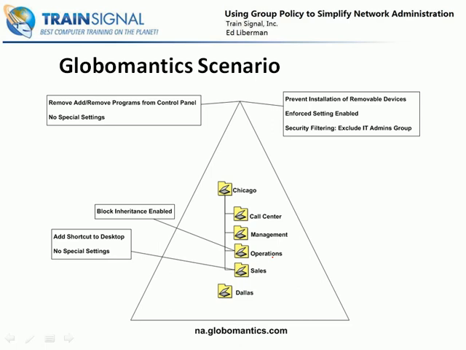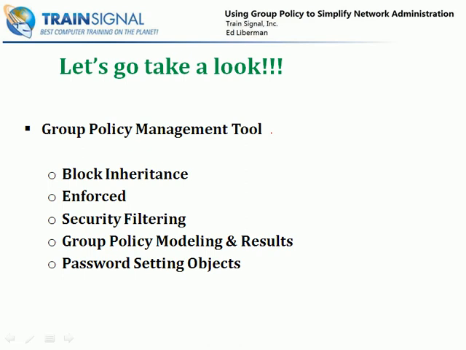Now we've already started this process, right? We've already created this GPO and linked it to the domain. We've already created this GPO and we've linked it to the domain. We've already created this GPO and linked it to the sales OU. So what do we need to do? Well, we need to do a couple things here. We need to block inheritance on the operations OU, and we need to set up the enforced setting on this particular GPO, and we have to go ahead and implement security filtering. So those 3 things we have to do, plus the password settings object. So let's go look at how to do that right now.